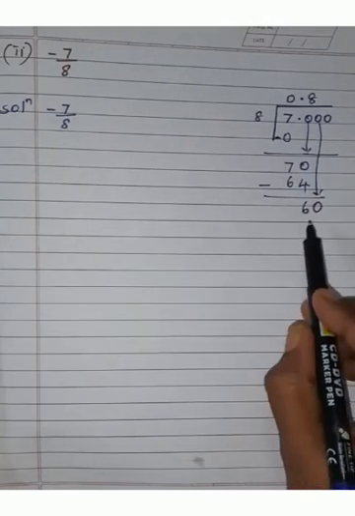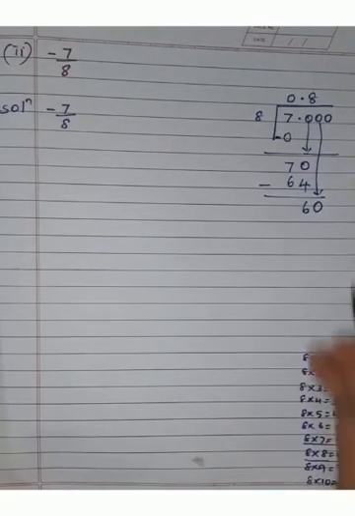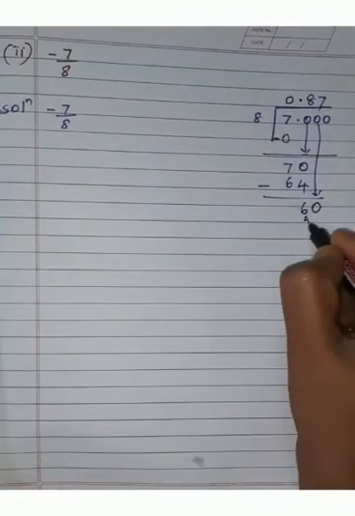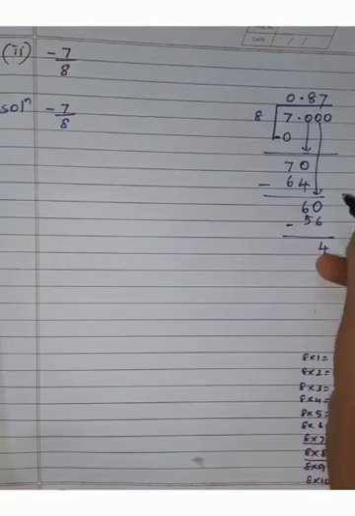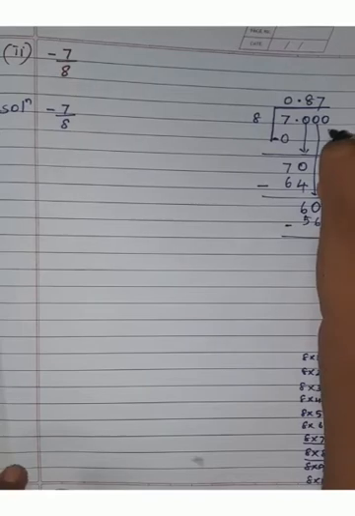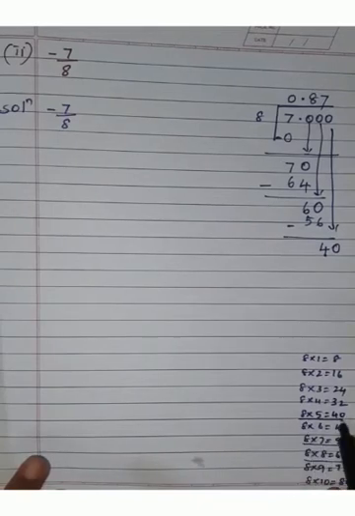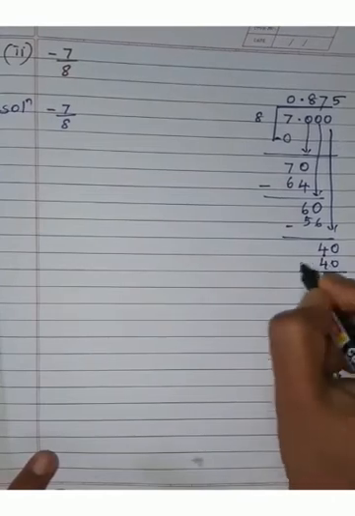Right? Now again take one more 0 here. So we are getting here 60 now. So in 8 table, less than 60 is what? 8 sevens are 56. So 60 minus 56 is how much, children? It is 4. Okay. Now here we have one more 0 remaining. So take this 0 also. So what we got now? 40. So in 8 table, 40 how many times? It is 5 times. So 8 fives are 40. Okay. When you subtract, you get remainder as 0.